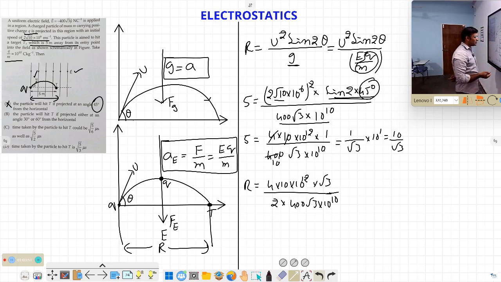If you solve this, what can I write here? The 2 times we can cancel, this is 2. The zeros cancel. This is 2 twenties we can cancel, and root 3 gets cancelled.